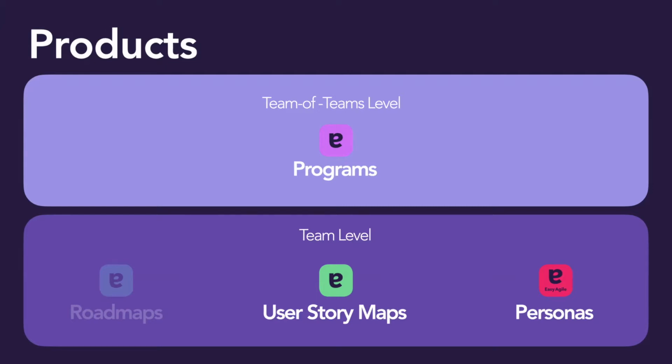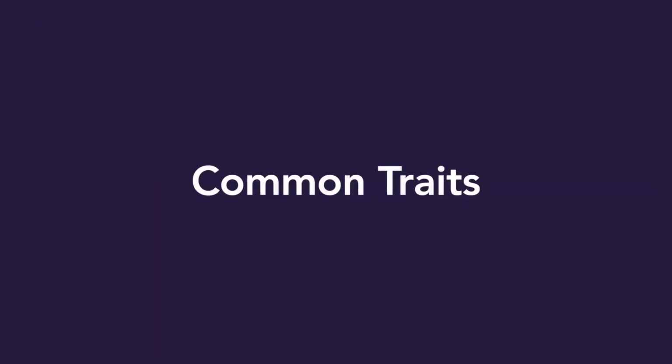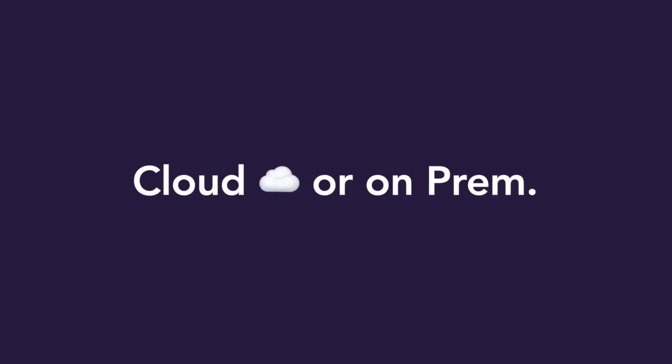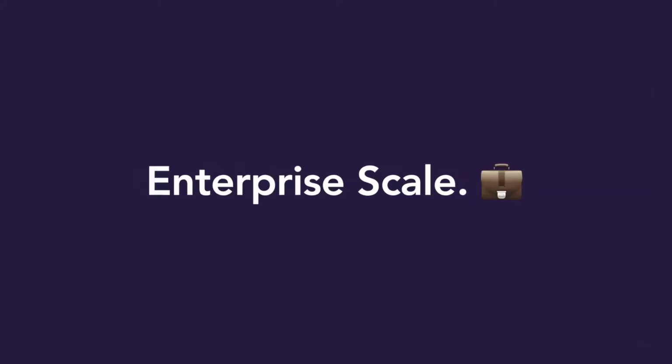So these are the products I'll be speaking about today, and just to cover off some common traits that they have. They're available across cloud and on-prem delivery models of Jira. So if you use Jira Server, Jira Data Center, or Jira Cloud, you can use these tools in any flavor you like. They're built to scale across the enterprise, so not only do we meet standard benchmarks, but we exceed them. There's some documentation available if you want to know more.